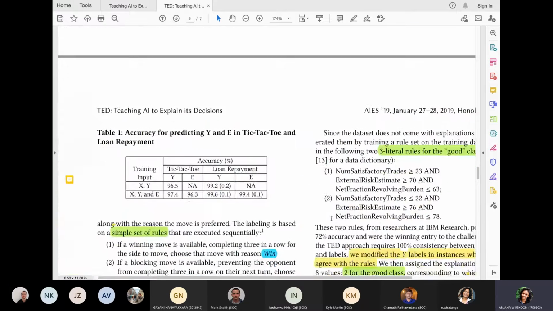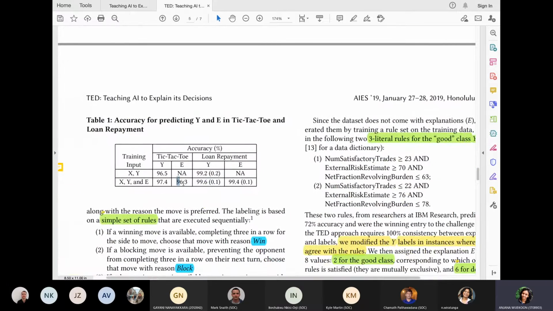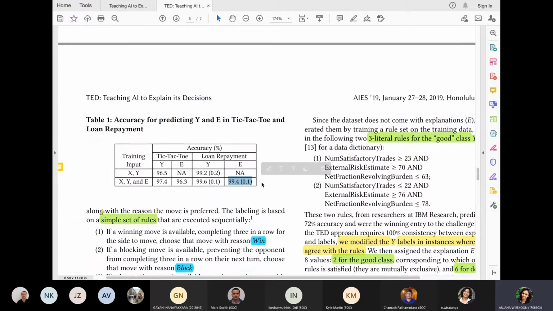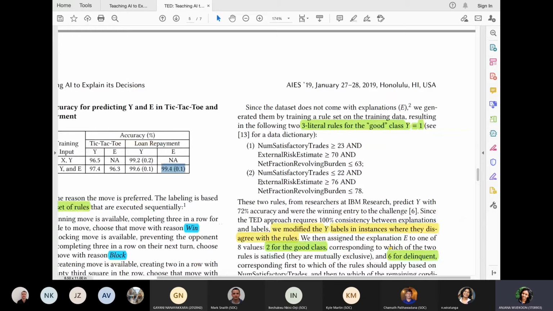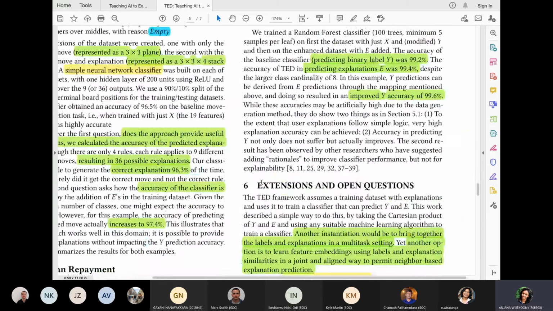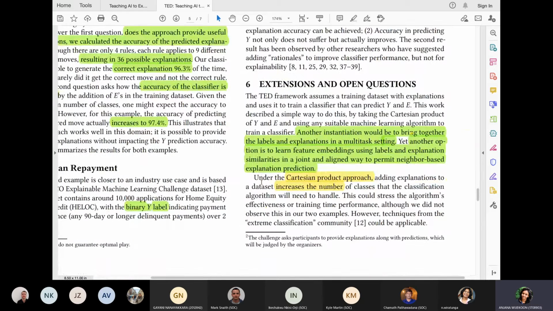But the accuracy seems to be good with respect to predicting the E labels. But again, these labels are quite simple compared to some of the tasks we've seen in the real world. So I'll briefly touch on the other paper where they have better use cases. So I'll finish this one off quickly.